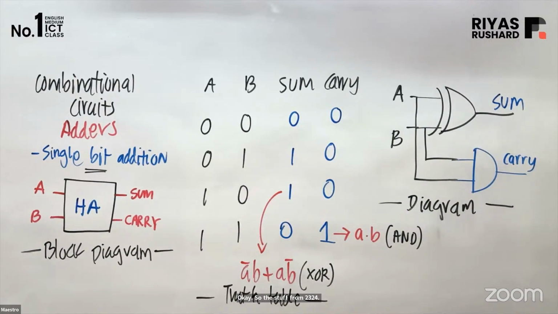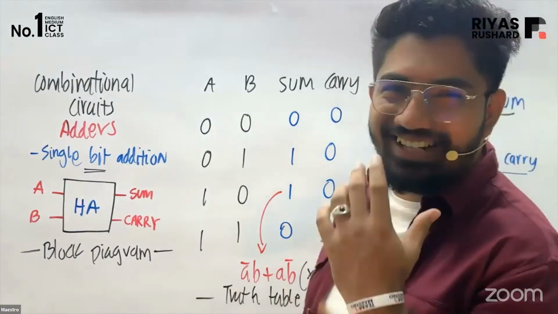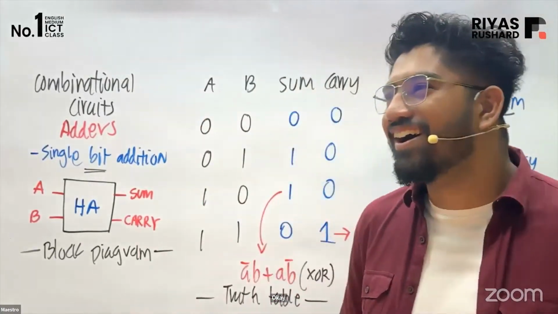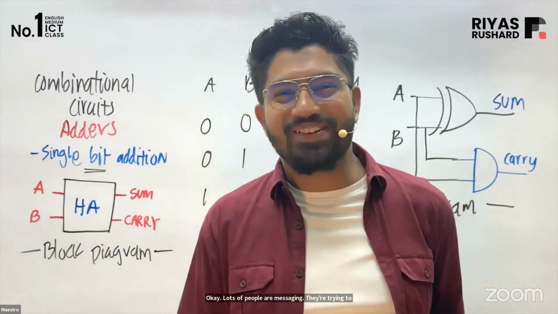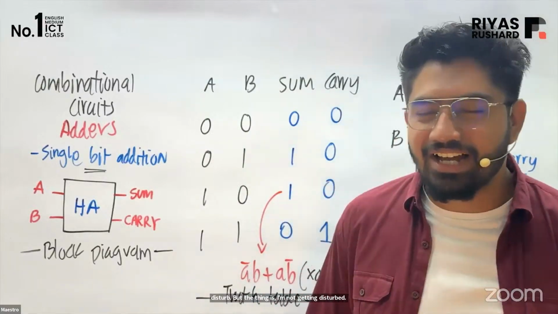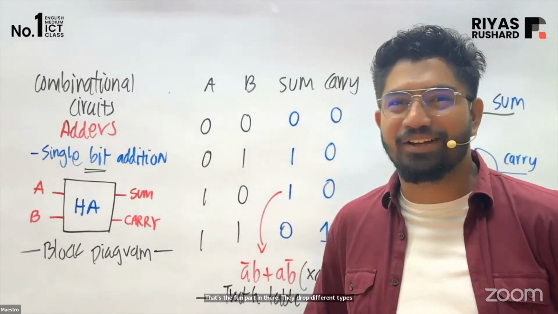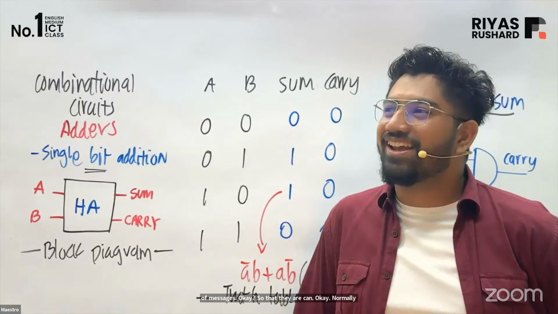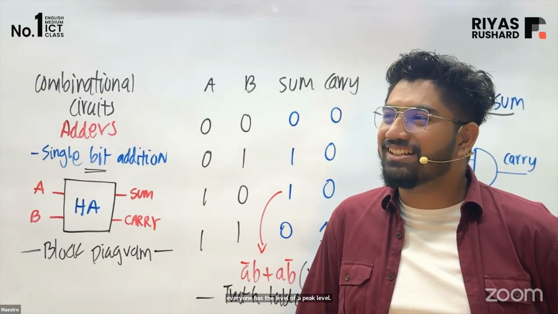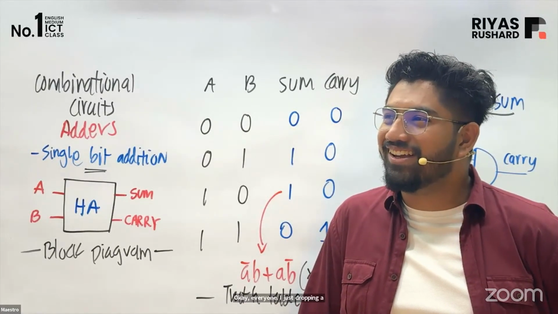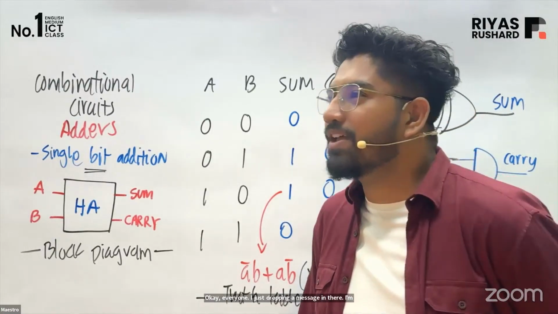Okay, lots of people are messaging. They're trying to disturb, but the thing is, I'm not getting disturbed. That's the fun part in there. They drop different types of messages. Okay, no, normally everyone has a peak level. Everyone is just dropping a message in there. I'm just wondering.